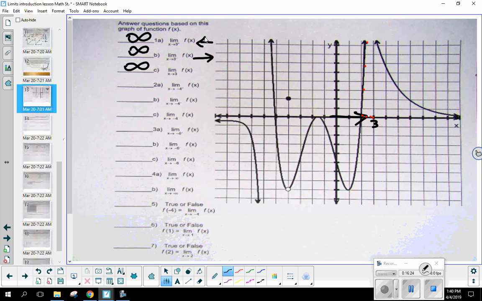Number 2, we're looking at -4. Then we're looking at -6. We're looking at infinity. So we're looking at what we call the ends. And what else do we have? Then we have some true or false statements.